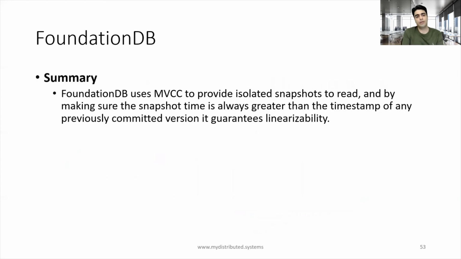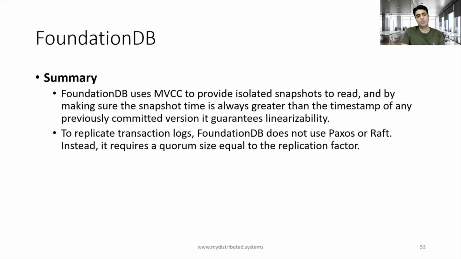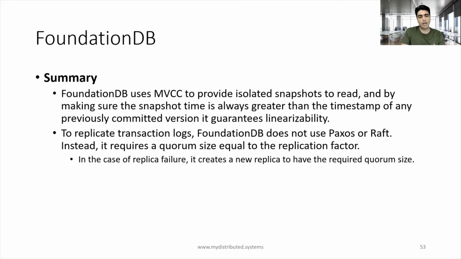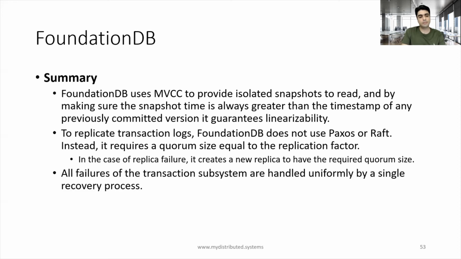So in summary, we saw that FoundationDB uses MVCC to provide isolated snapshots to read, and by making sure that the snapshot time is always greater than the timestamp of any previously committed version, it guarantees linearizability, just like Spanner. To replicate transaction logs, FoundationDB does not use Paxos or Raft. Instead, it requires a quorum size equal to the replication factor. And in case of a replica failure, it creates a new replica to have the required quorum size. So all failures of the transaction subsystem are handled uniformly by a single recovery process.